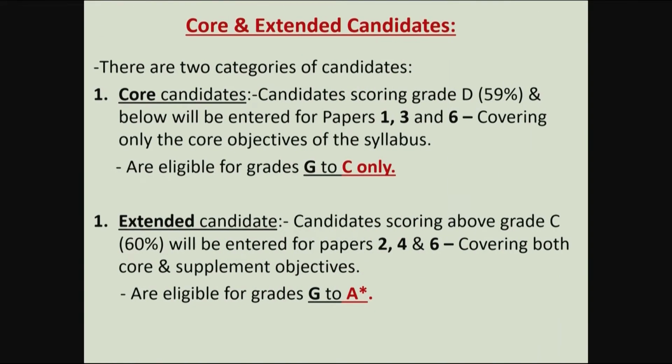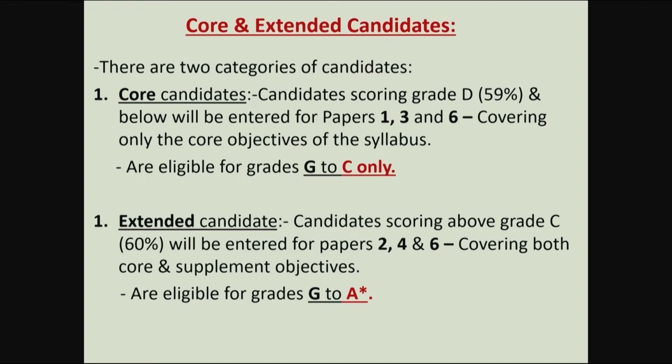Now, who are the core and who are the extended candidates? We have 2 categories of candidates. We have the core candidates. These candidates are the ones scoring grade D, that is 59% and below. They'll be entered for papers 1, 3, and 6. These candidates will be covering the syllabus that covers the core objectives only. And it's very important to note that core candidates will be eligible for only grades G up to C. They will not be graded into B, and of course, not A or A star.